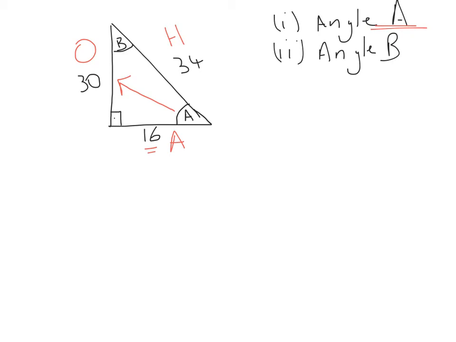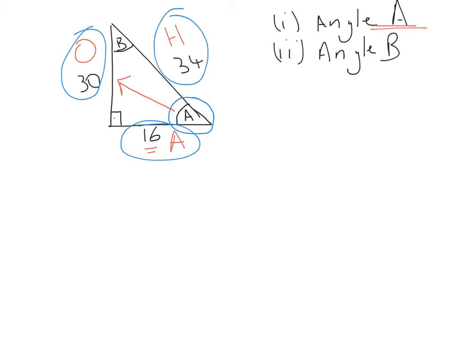Now remember, for this one, we actually have lots of stuff that we can use, which is fantastic. So we're going to start off with circling what we want to know, which is the angle A. And what do we know? Well, we know that O is 30, we know H is 34, and we actually know that the adjacent is 16. So we're really lucky in this one that we can use any one of SOHCAHTOA.